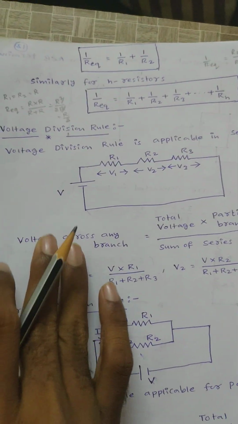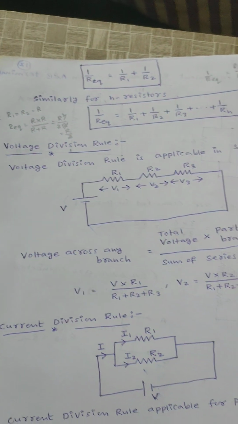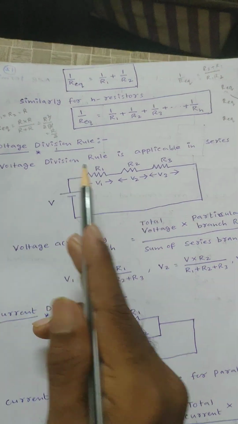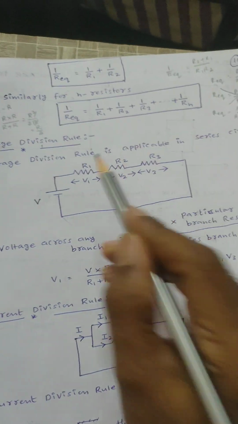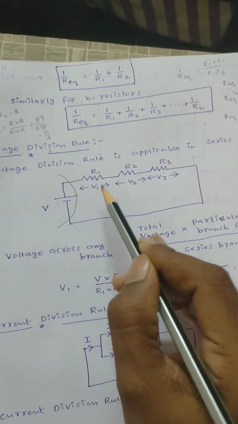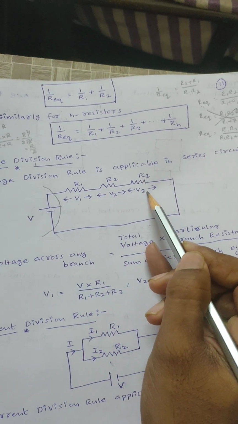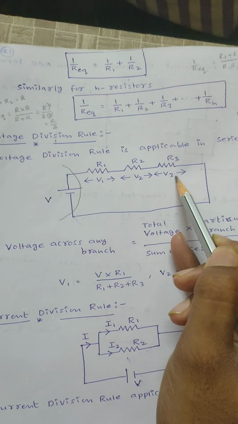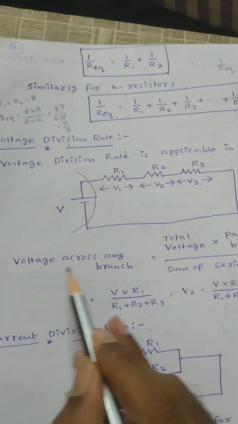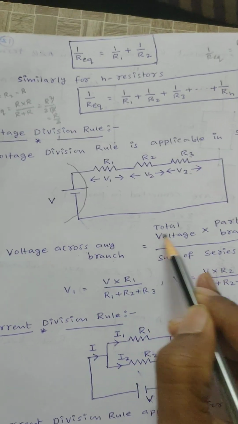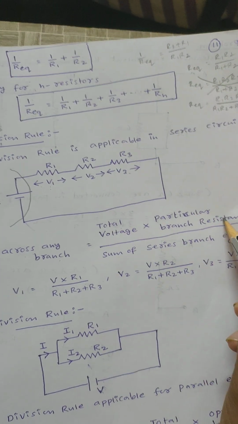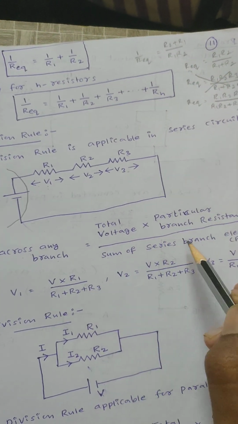Okay, next we will discuss the voltage division rule and current division rule. The voltage division rule is applicable in a series circuit. Now see here, it is a series circuit. By knowing the total voltage, we can directly calculate V1, V2, V3, without knowing the current I. That is nothing but the voltage division rule. Here, the voltage across any branch is equal to the total voltage into that particular branch resistance divided by the sum of series branch elements.